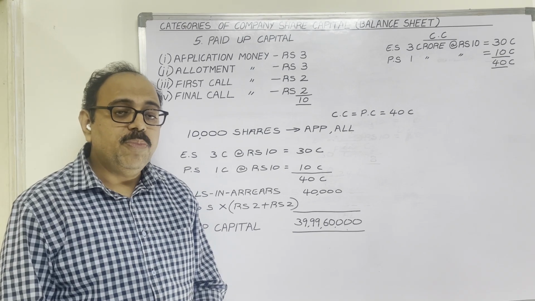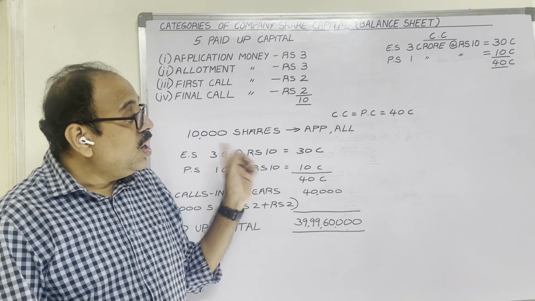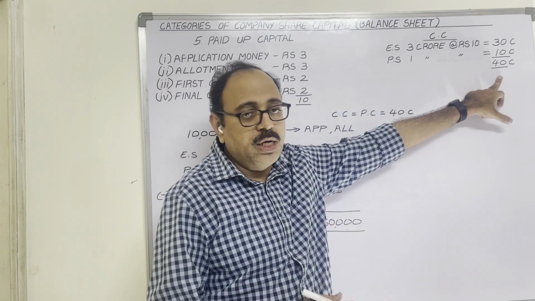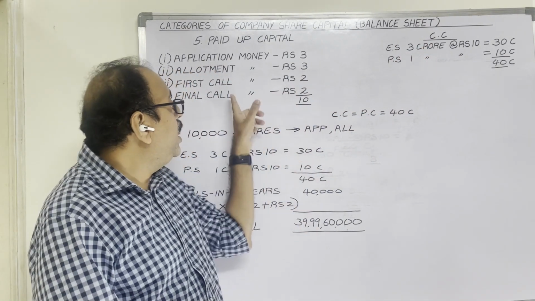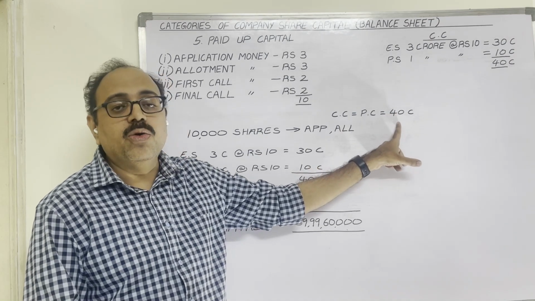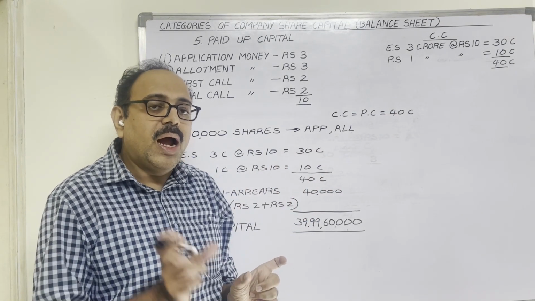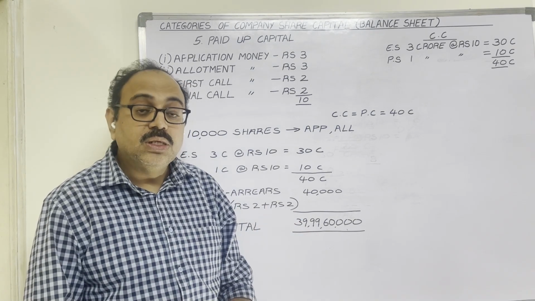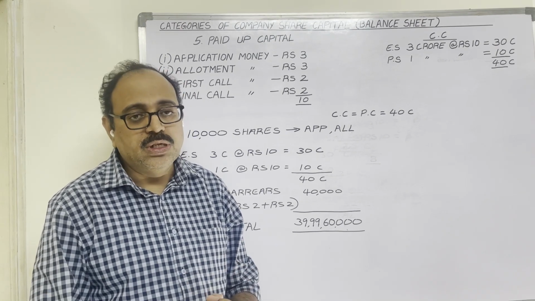Assume that the company made all these calls in the current year. Thus, called up capital is 40 crore rupees. And all shareholders paid all their dues. In this case, paid up capital is also 40 crore rupees. So in the balance sheet, as called up capital and paid up capital, we have to show 40 crore, the same amounts. Sometimes, some shareholders may fail to pay some amounts.